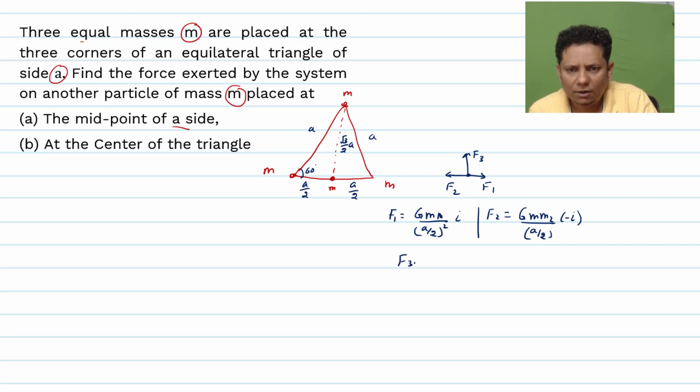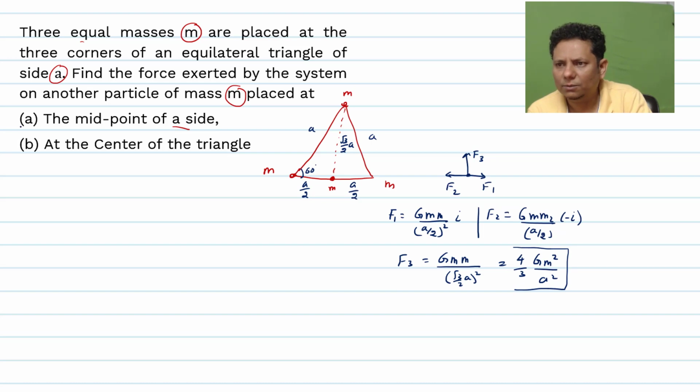Now force F3 will be upwards, and this will be equal to G m1 m2 divided by, this side is root 3 by 2 a, so (root 3 by 2 a) square. This will be equal to 4 by 3 G m square divided by a square. So this will be the force for option number A.